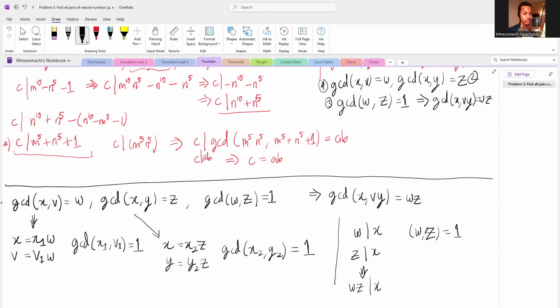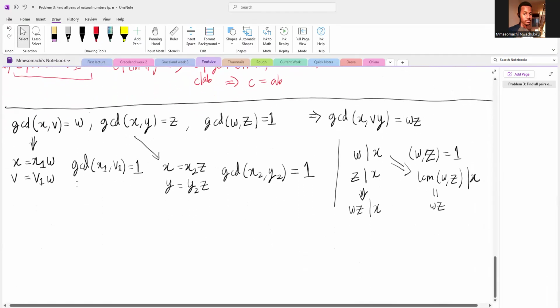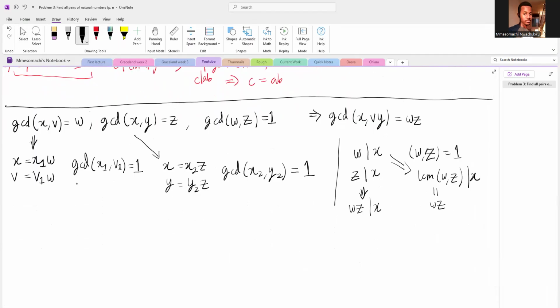So let's look at it again. It's kind of similar to some of the properties we discussed. If you have two numbers dividing a fixed number, so W divides X, Z divides X, this implies, by a longer route, that the LCM of W and Z divides X. But the GCD of W and Z is 1, so the LCM of W and Z is equal to WZ. Okay, so now let's scroll down a bit. So what does it imply?